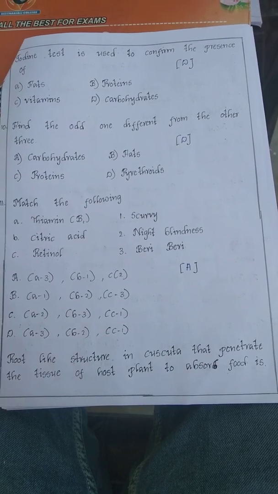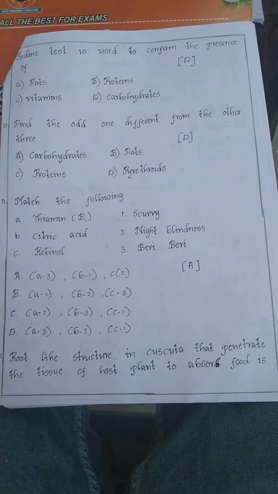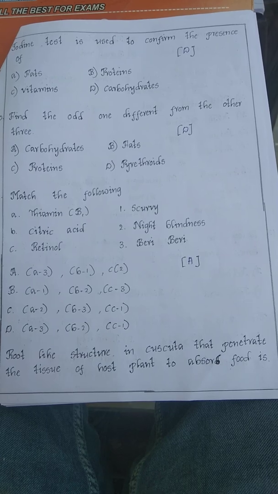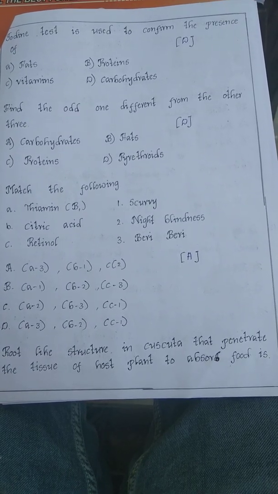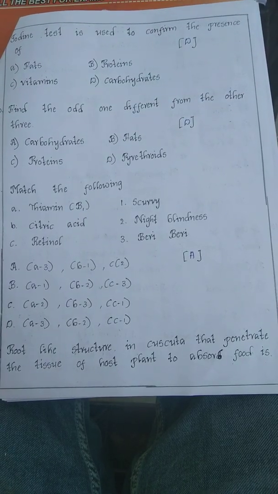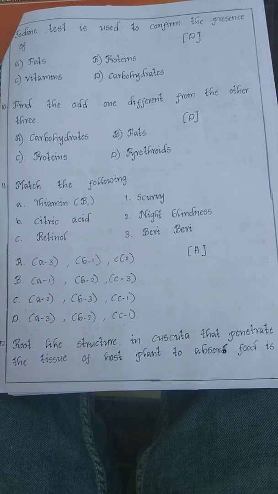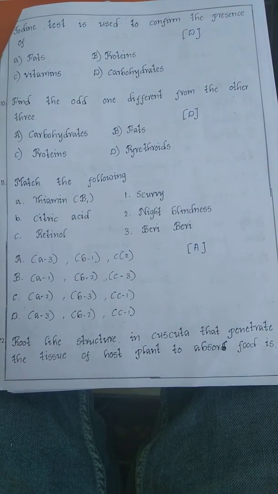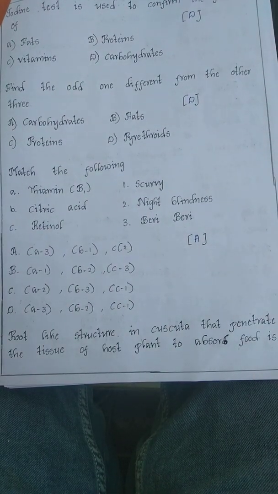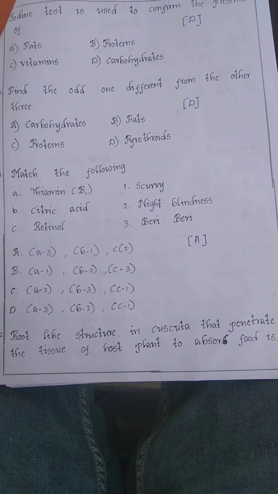Option D. Find the odd one different from the other three. Carbohydrates, fruits, fats are related to body building material, but coming to option D, pyrethroids, they are not. It is the odd one from among the three. Match the following: thiamine, beriberi, citric acid, scurvy, retinal, night blindness. So option is what? 3. They are the deficiency diseases caused by the vitamins.